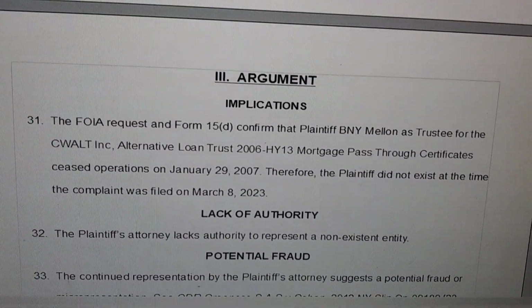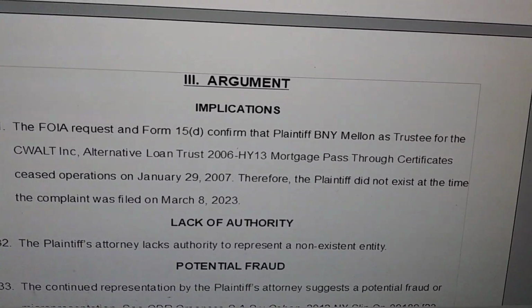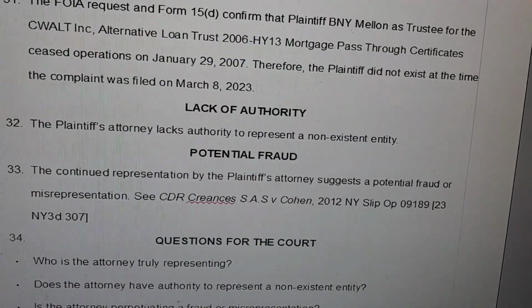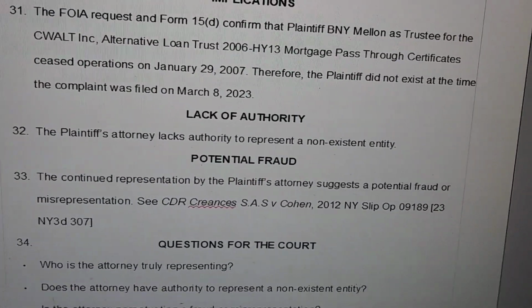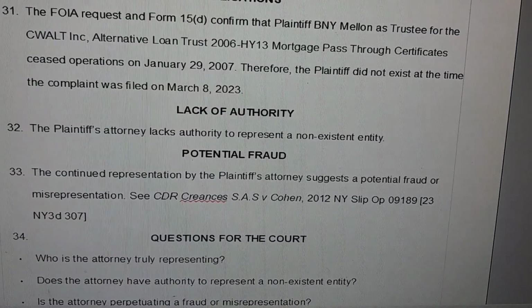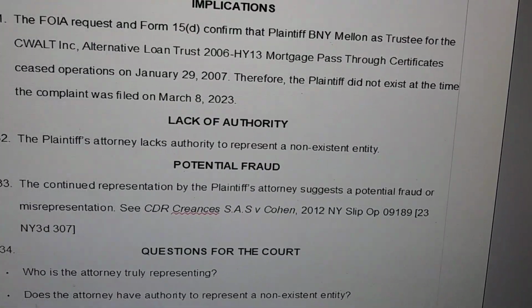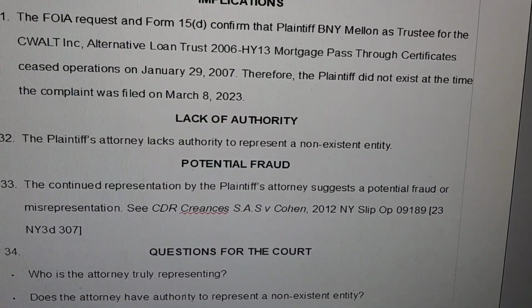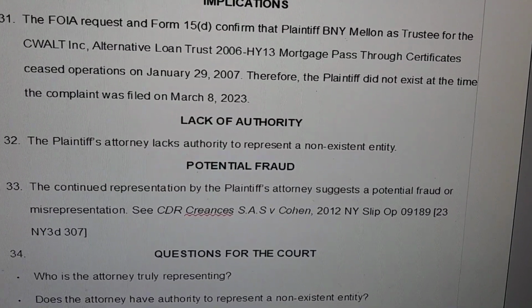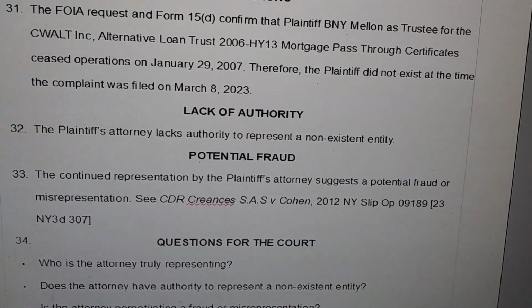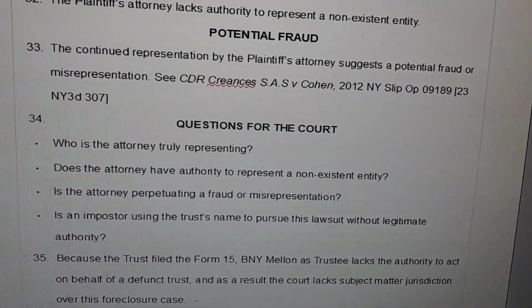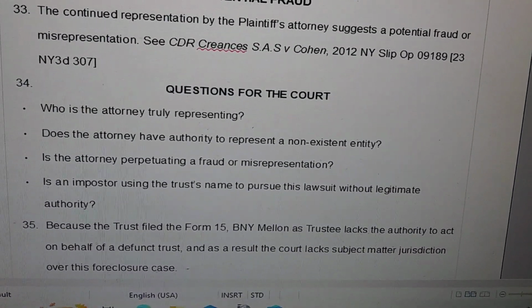Lack of authority. The plaintiff's attorney lacks authority to represent a non-existent entity. Potential fraud. The continued representation by the plaintiff's attorney suggests a potential fraud or misrepresentation. See CDR Criancis SAS versus Cohen, which is a fraud case. Questions for the court. Who is the attorney truly representing?